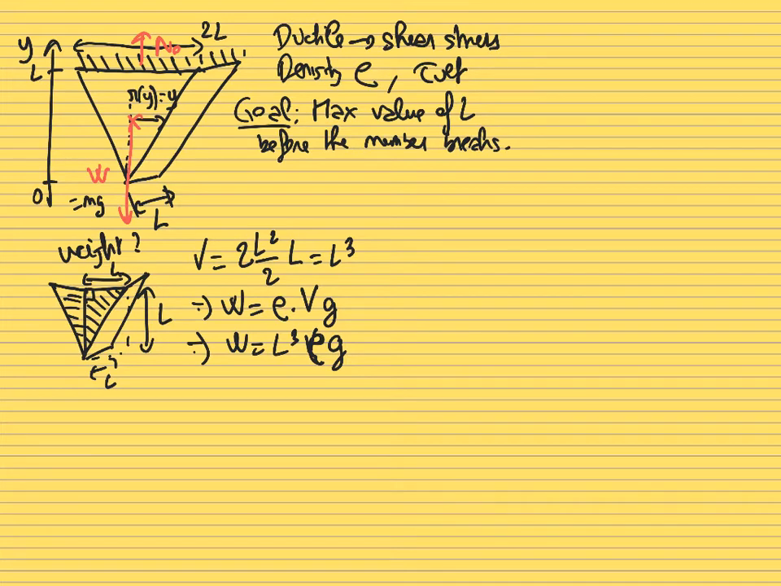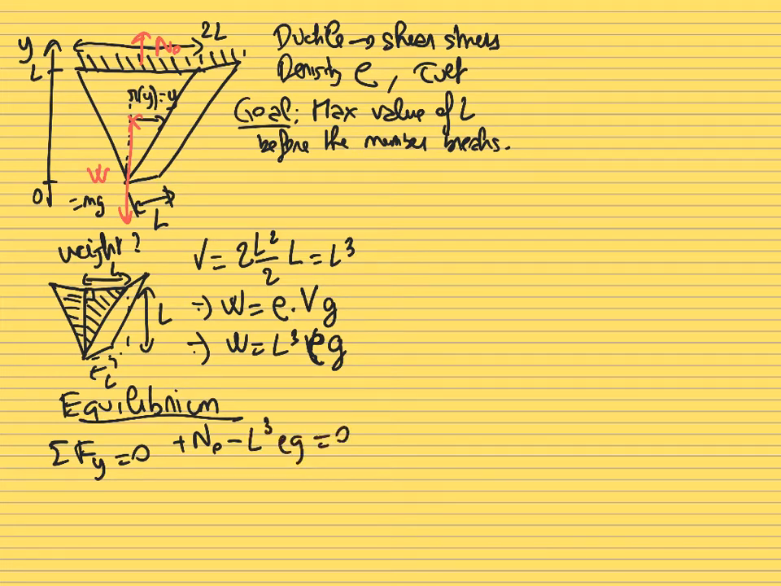Based on this, we can now write the condition of equilibrium for this entire member. We write that the sum of the projection of the forces along the y-axis is equal to 0. First, we have the resistance force N0 going towards the positive y, so it has a positive projection. Then we have the weight, going downwards towards the negative y, so it has a negative projection. Its projection is L cubed rho g. The sum of those two forces has to be equal to 0 so that the member is balanced.